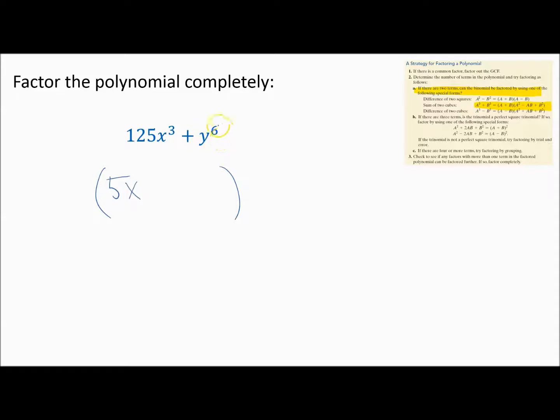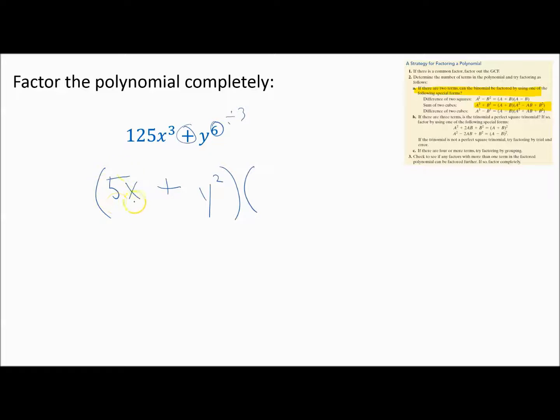Then we take the cubed root of y to the 6th. Now that's interesting. What do you want to multiply 3 times to get y to the 6th? And that's y squared. When you take the cubed root of an exponent, you're really just dividing it by 3. Okay? Or you think y squared times y squared times y squared. Yes, that's y to the 6th, right? Whatever operation you have in your problem is what you put in the first factor. Now the remaining just follows from here.